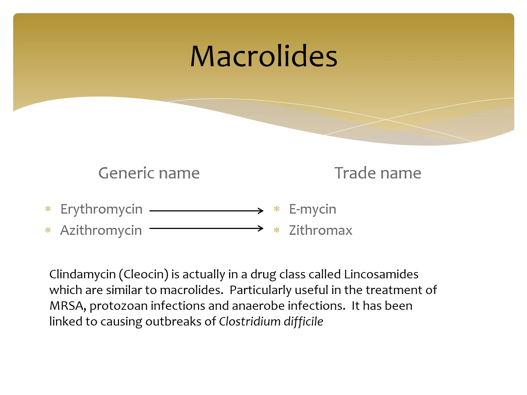Some generic names for the macrolides would be erythromycin and azithromycin. Erythromycin is a very good drug of choice to use for gram-positive infections. We cannot use clindamycin for anaerobes, but clindamycin is actually in a drug class called the lincosamides, which are similar to the macrolides. They are particularly useful in the treatment of MRSA, protozoan infections, and also anaerobic infections. It's been linked to causing outbreaks of Clostridioides difficile, however. Clostridium is the old name, but the new name is Clostridioides difficile.